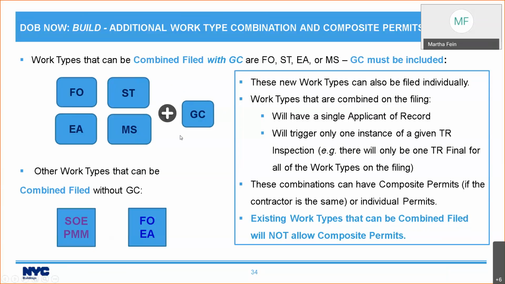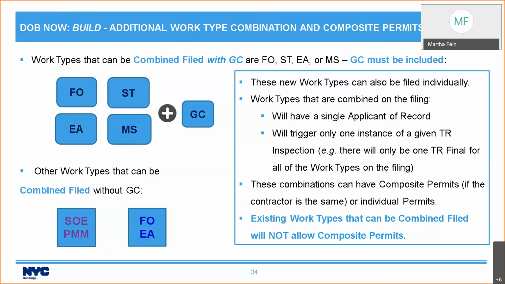We're also offering two new combined filings that do not include general construction. You can file for supportive excavation and protection and mechanical methods together, and you can file foundation and earthworks together. And these new work types can also be filed individually. You're not required to combine them. We talked about the benefits of combined filing, but the ones that are listed on this page have an additional benefit. That is that these combinations on this page can have composite permits if the contractor is the same. That would be one permit covering all the work types on the job.